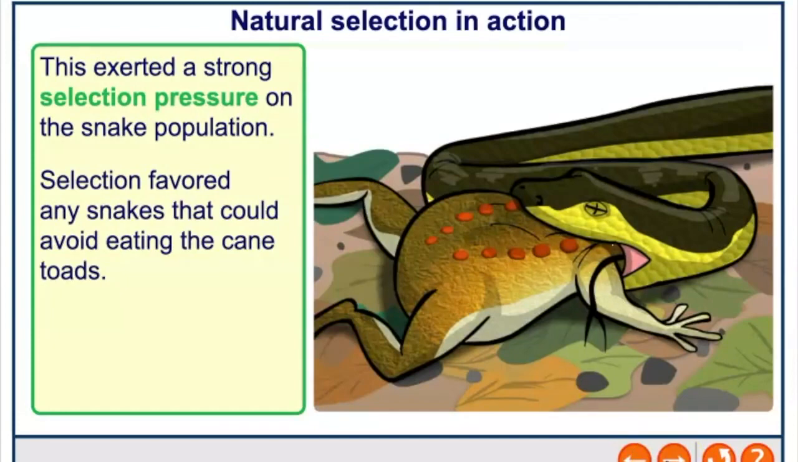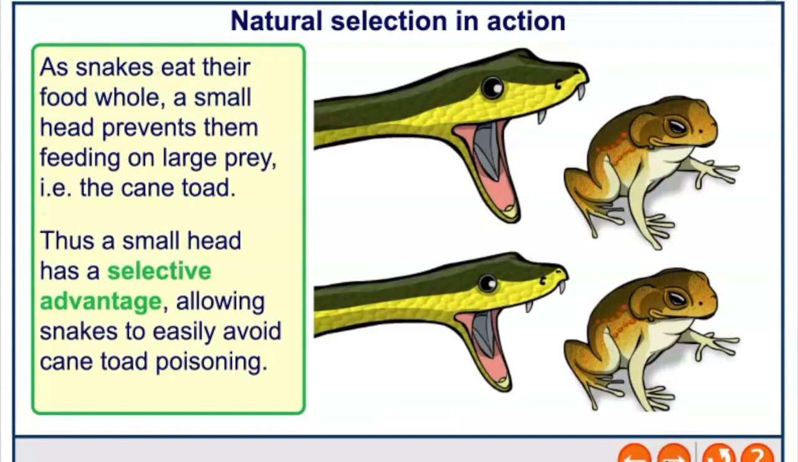Most snakes that fed on cane toads quickly died. This exerted a very strong selection pressure on the snake population. Selection favored any snakes that could avoid eating the cane toads. Ironically, smaller head size was the selective advantage. A small head prevents them from feeding on large prey, like the cane toad.